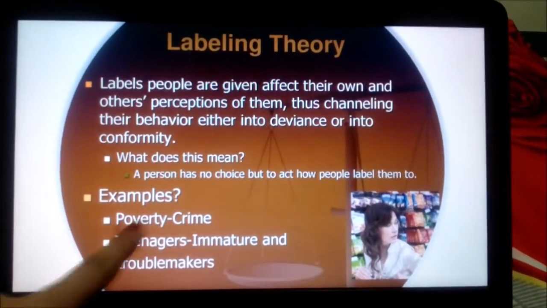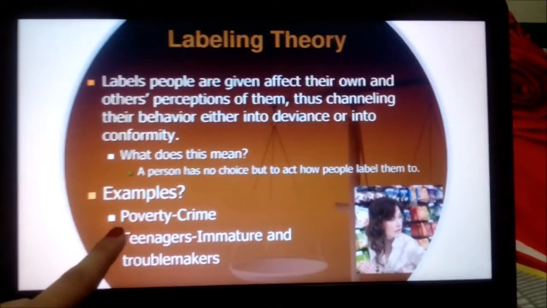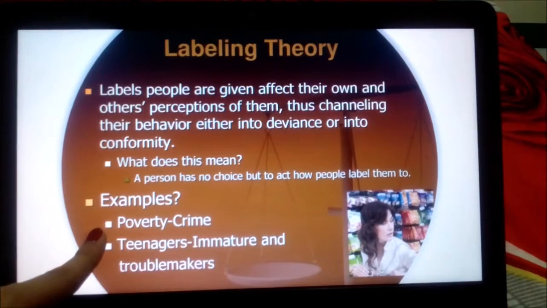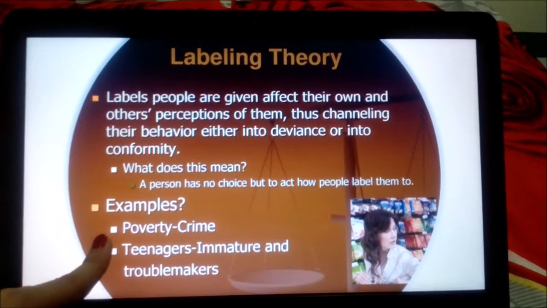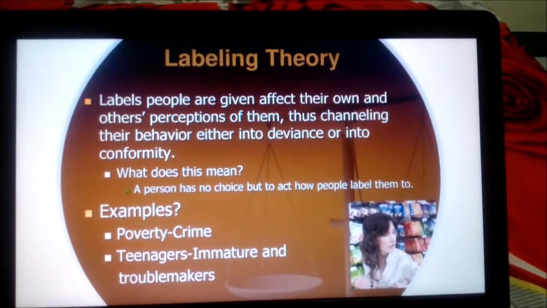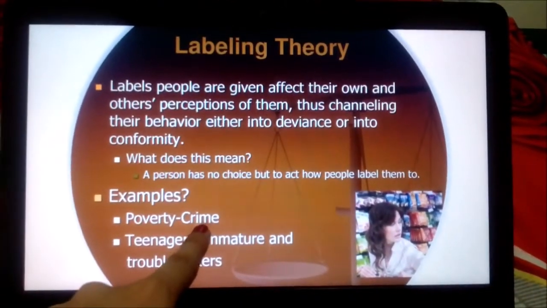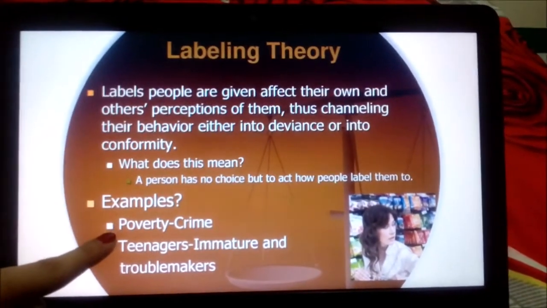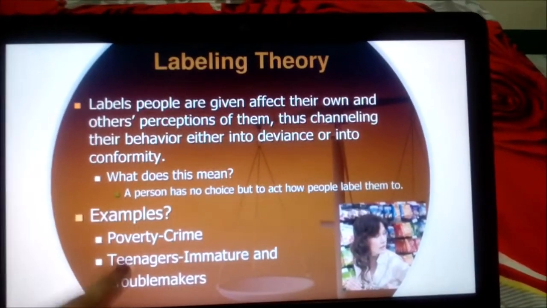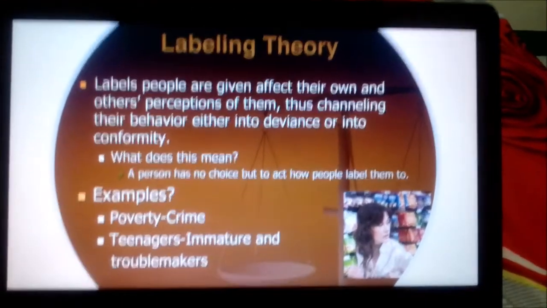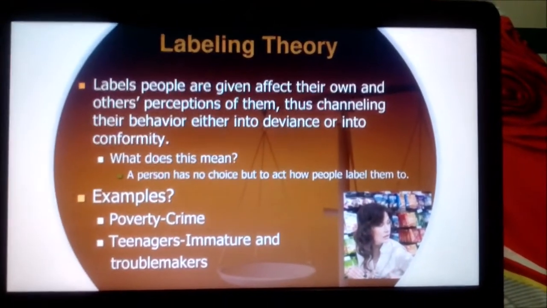Examples, poverty, crime. Di ba parang pagtingin natin kapag mahirap, sila yung parang may tendency, labeled, na gumawa ng krimen. Kasi nga, kapit sa patalim, di ba? Lack of money, lack of education, di ba? So, sila expected daw na gumawa ng crime because they are being labeled by society according to their status. Second one, teenagers. Di ba? Pag teenagers, they are in the part of adolescent stage. Di ba? Nasa adolescent. Di ba? Puberty.